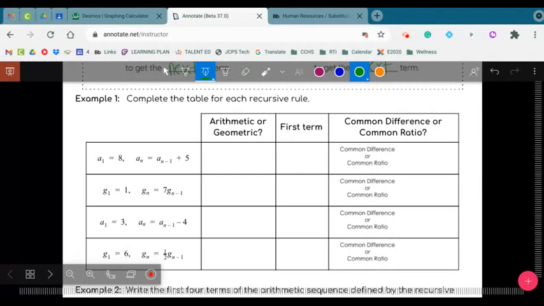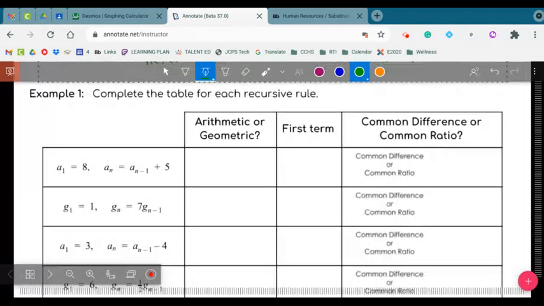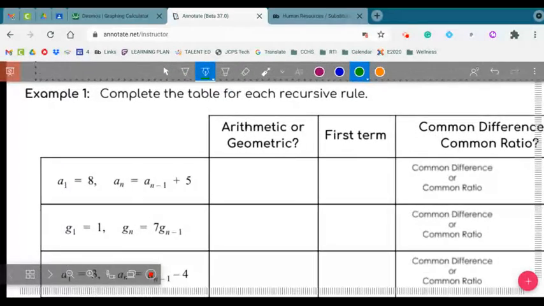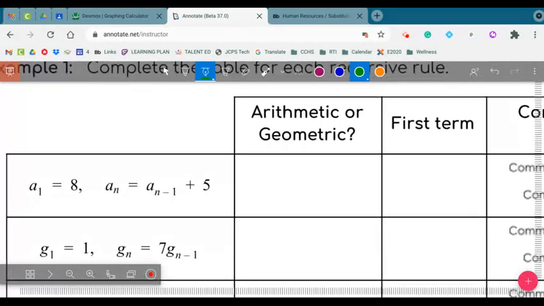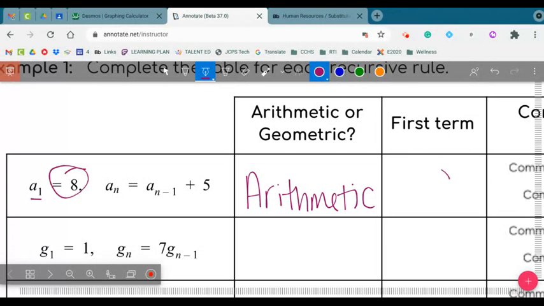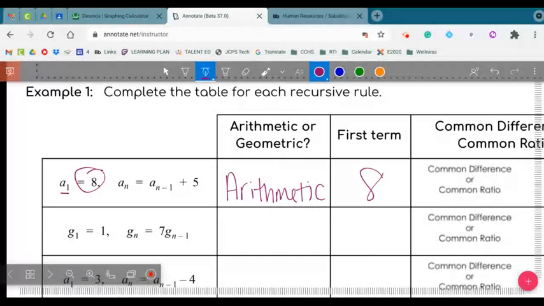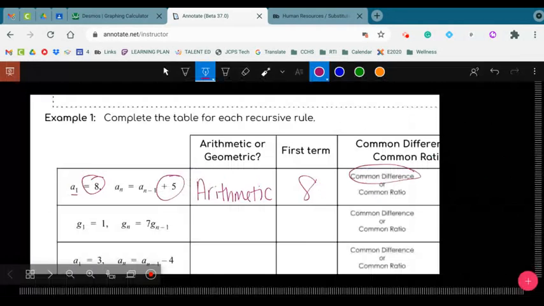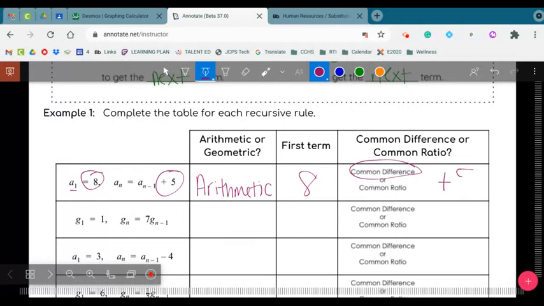So let's go down to the table. First, we have to write arithmetic or geometric. So this first one, we can see that there's an A. So it's arithmetic. Our first term is stated specifically. So our first term is 8. Since this is arithmetic, we have a common difference. Our common difference on this one is going to be added on the end, so it's going to be plus 5.